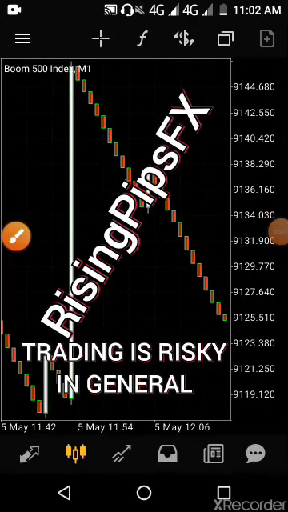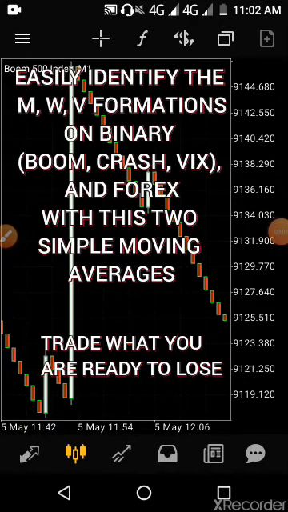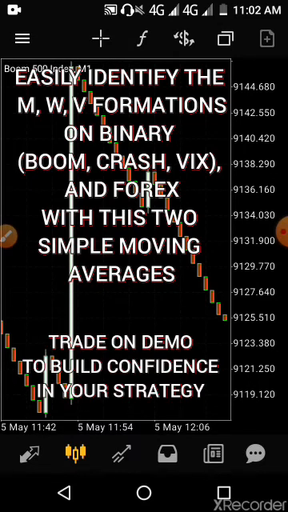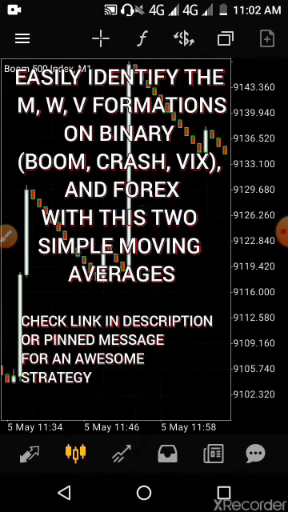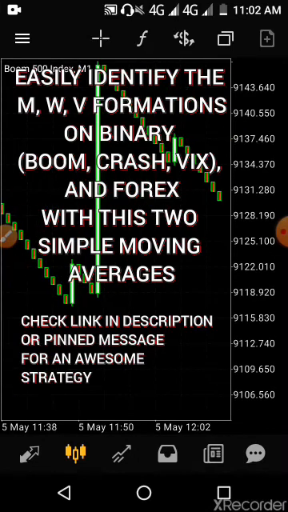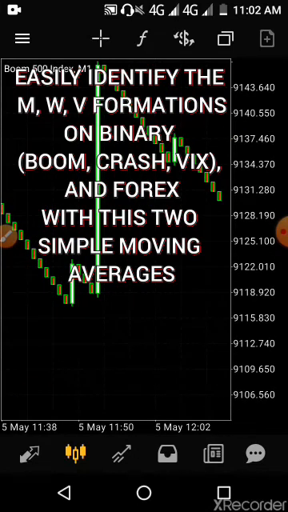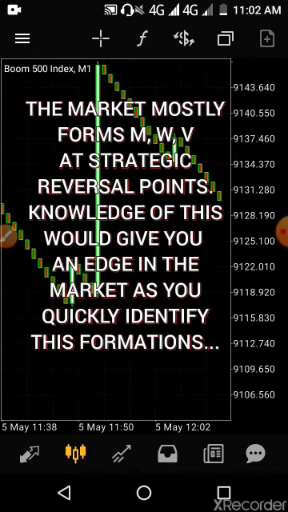House Rising Pips here. Today is my pleasure to present to you the easiest way to identify your M's and W's and V's on the binary markets, either in Boom or Crash or the volatilities. If you know the power of the M and the W formations, you are going to make a lot of profits on binary, because most of the forex markets deal with the M and W formations. All right, so let's begin.